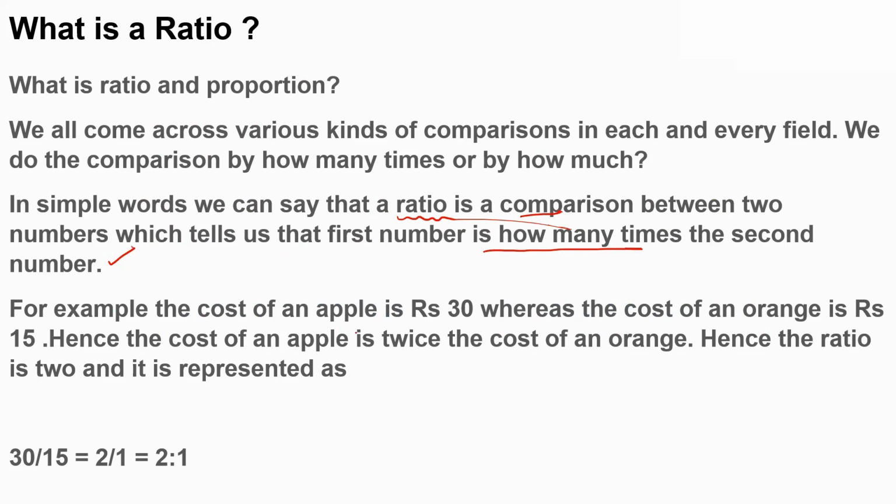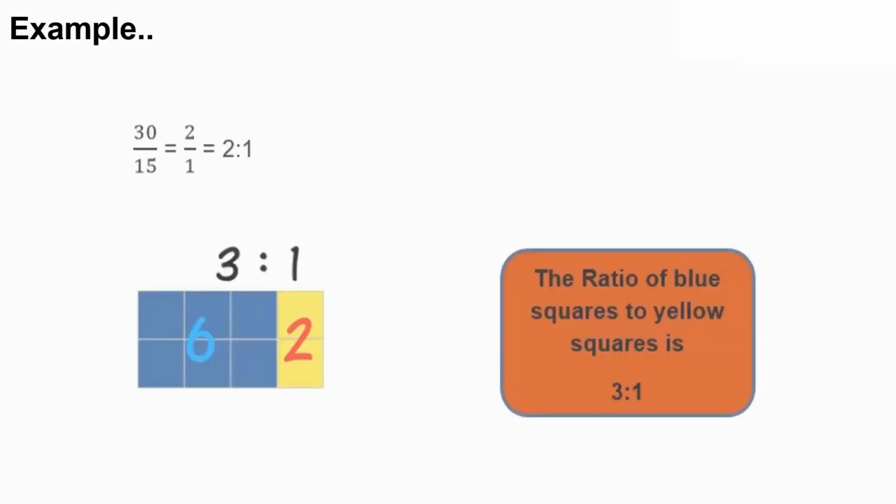For example, the cost of an apple is rupees 30, whereas the cost of an orange is 15. It means the cost of an apple, 30, is twice of 15. It means the cost of an apple is twice the cost of an orange. It means my ratio is 2:1. Okay, everyone? So, what is actually a ratio? Ratio is your comparison. Just like if I'm taking 30 by 15, that is 2:1.